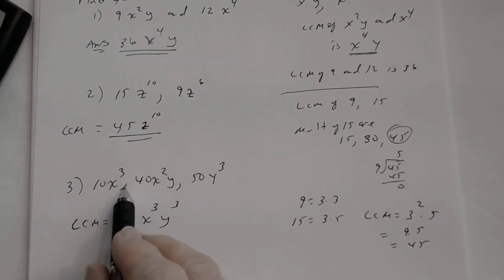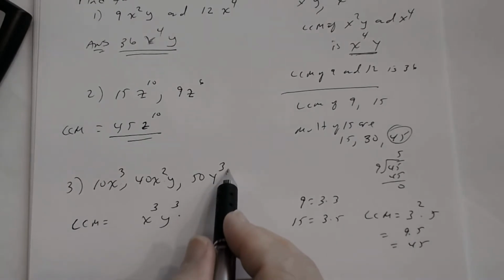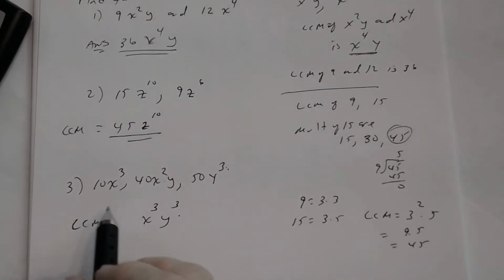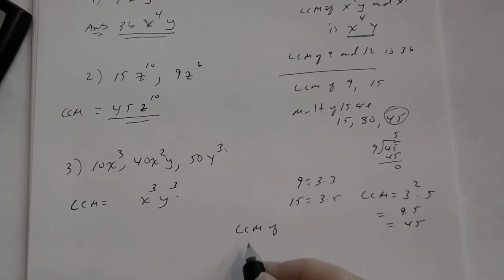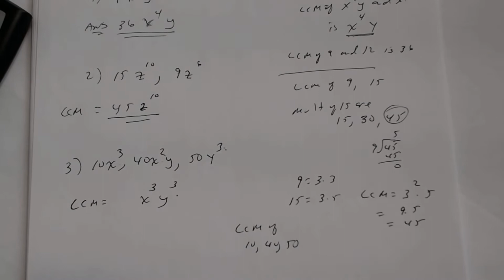So in order for these y's to divide into this evenly, the largest one has to go into it as well. Okay? Now let's talk about the coefficients. The least common multiple of 10, 40, and 50. So the least common multiple of 10, 40, and 50 means this. What's the smallest number that 10, 40, and 50 go into evenly?